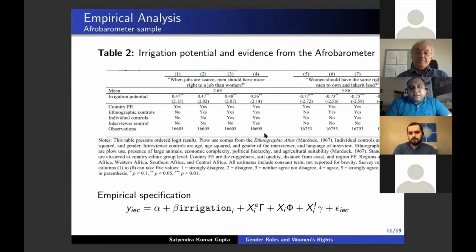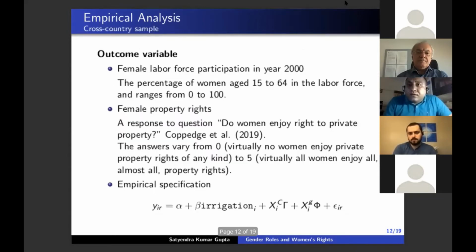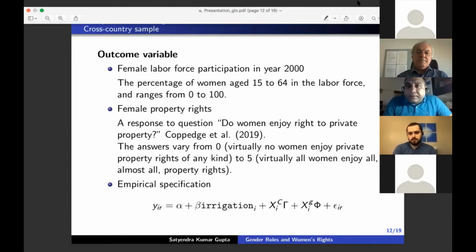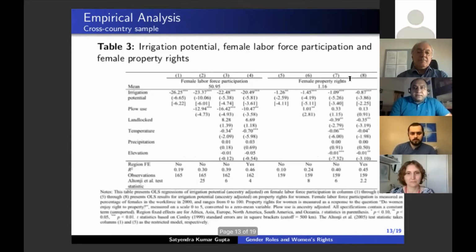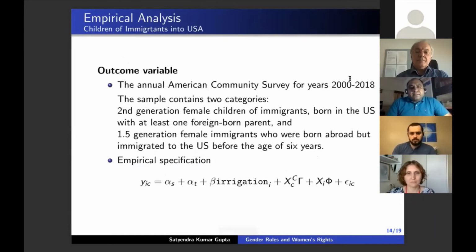So we look at the children of immigrants in the USA, and in our paper we have also looked at immigrants into Europe. This one is important to highlight here, because using the American Community Survey we could identify the individuals who moved to the US when they were young, under the age of 6. We call this the 1.5 generation immigrant, and we are using female immigrants because they are not the first generation who moved to, in this case, the US when they were already adults, or the second generation who were born in the US.